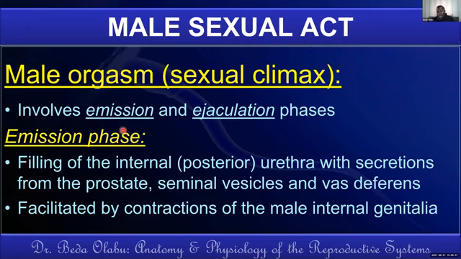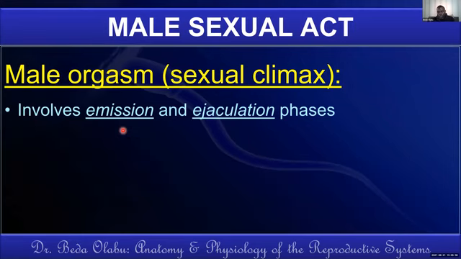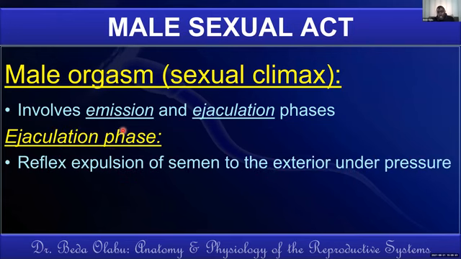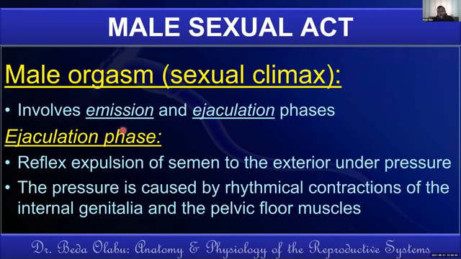Once emission has occurred, ejaculation is almost inevitable. What is ejaculation? Ejaculation is a reflex expulsion of semen from the prostatic urethra to the exterior, under pressure. Now, that pressure is usually caused by rhythmic contractions of the internal genitalia and pelvic floor of the male.